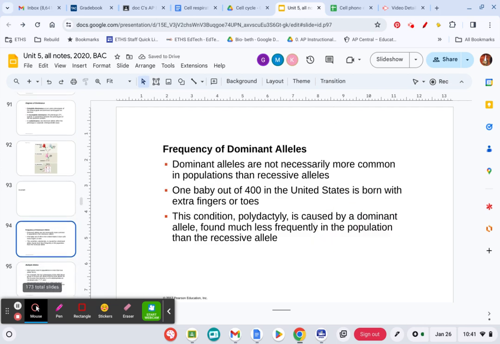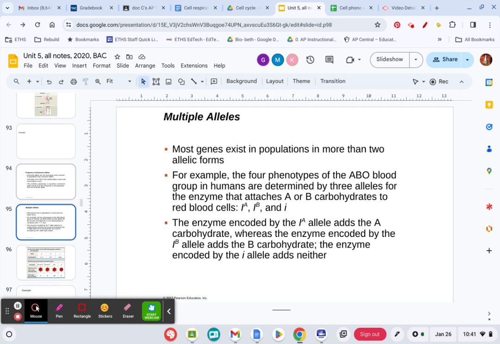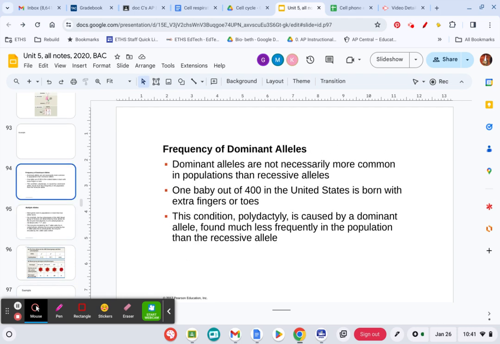Now, we will talk about codominance next time. I'm going to leave off on this slide, which is on the frequency of dominant alleles. A dominant allele means if it's present, it shows itself. It does not mean it's more common in the population. That's a very common misconception that they like to test you on, the idea that if it's dominant, everybody's got it. There are lots of things that are dominant that most people don't have.